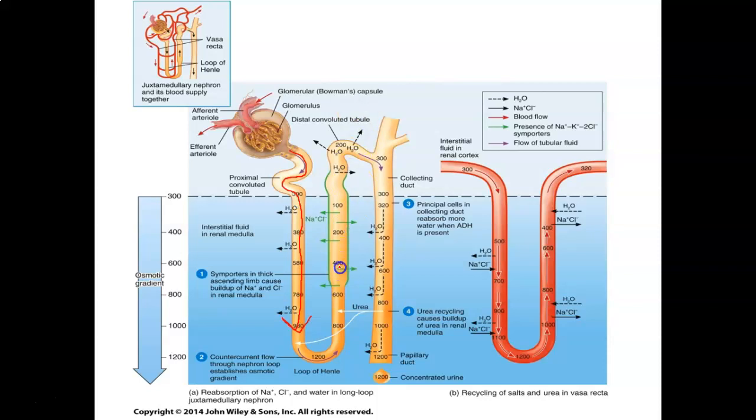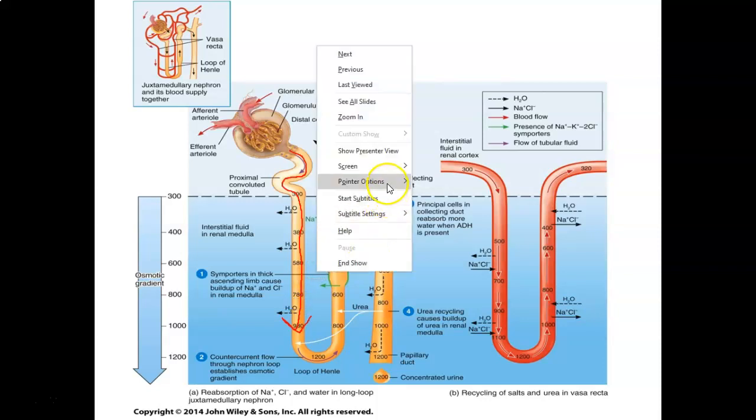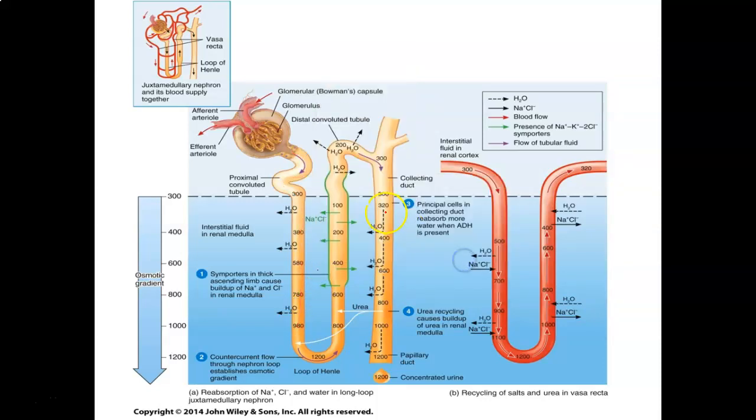For instance, the ascending limb is impermeable to water. The descending limb is permeable to most salts, most ions, most water. There are some solutes which aren't. Hence the reason why you see it goes from 300, 380, 580, 780, 980, 1200. It's very, very concentrated.